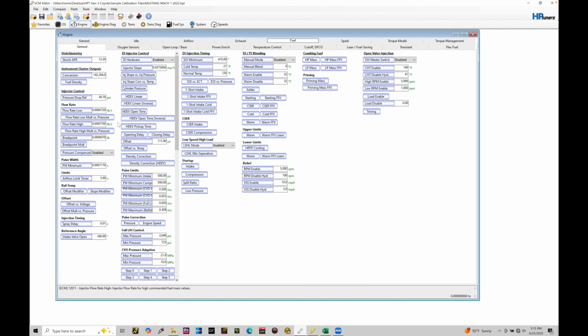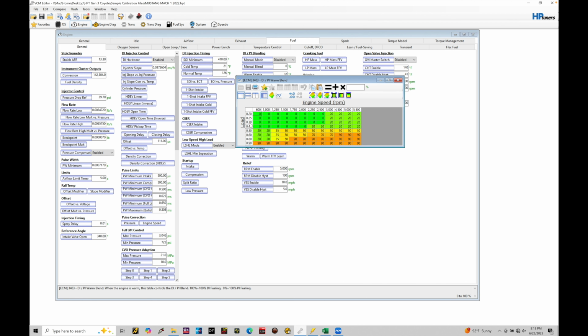Now, we can take a look real quick here under our DI-PI blending, under our warm table here. This is going to signify what we want coming through in terms of fuel flow from our port injectors or from the gasoline direct injection or GDI system. So the DI side of things or the port side of things.